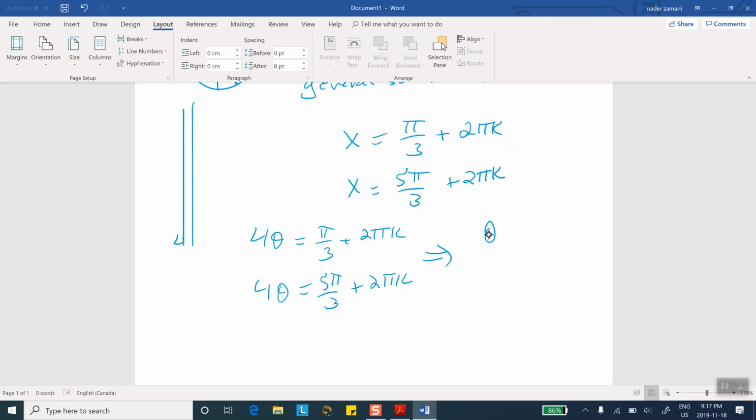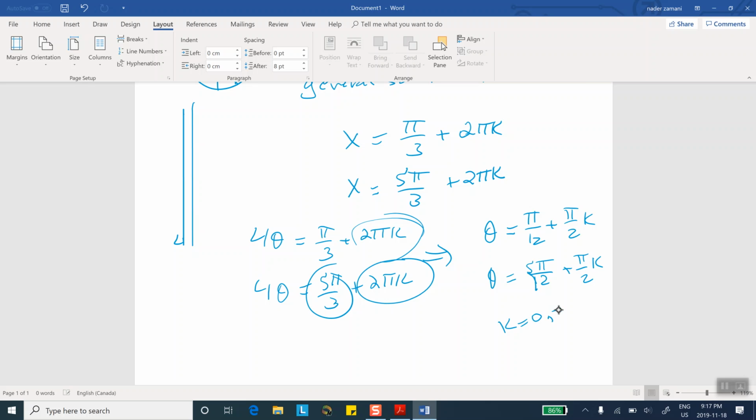And then divide by 4, you're going to get theta equal to pi over 12 plus pi over 2 times k, and theta equal to 5 pi over 12, because I'm dividing this thing by 4, right? And then plus you divide this thing by 4, you're going to get pi over 2 k, where k is equal to 0, plus minus 1, plus minus 2, etc. So we just did it.